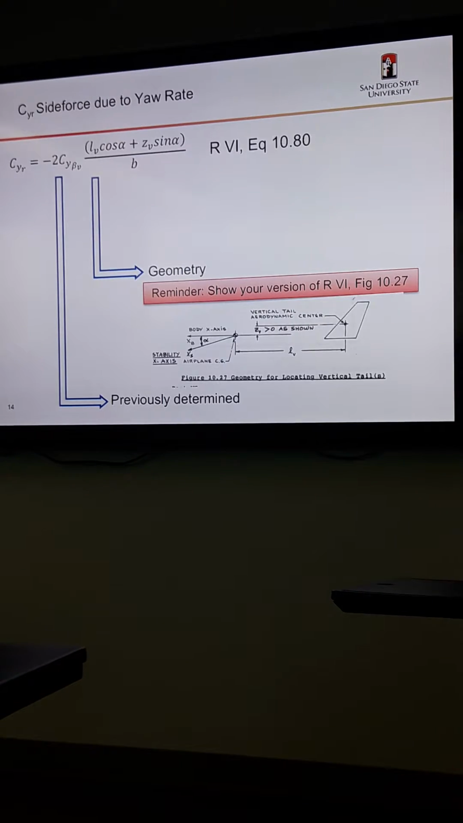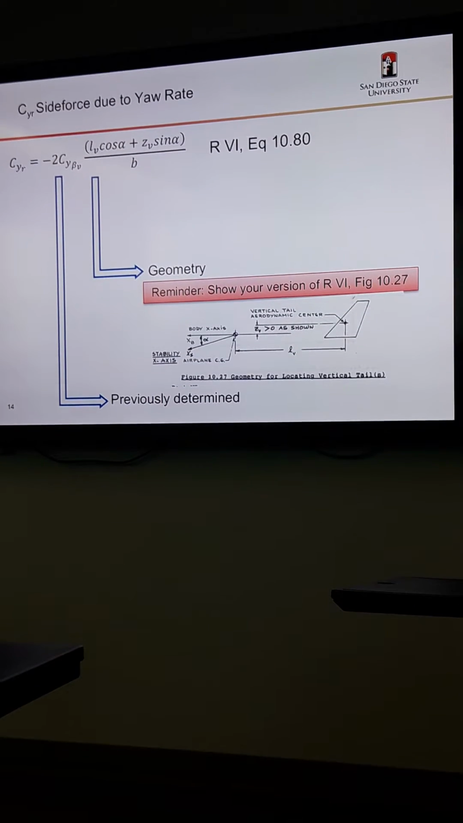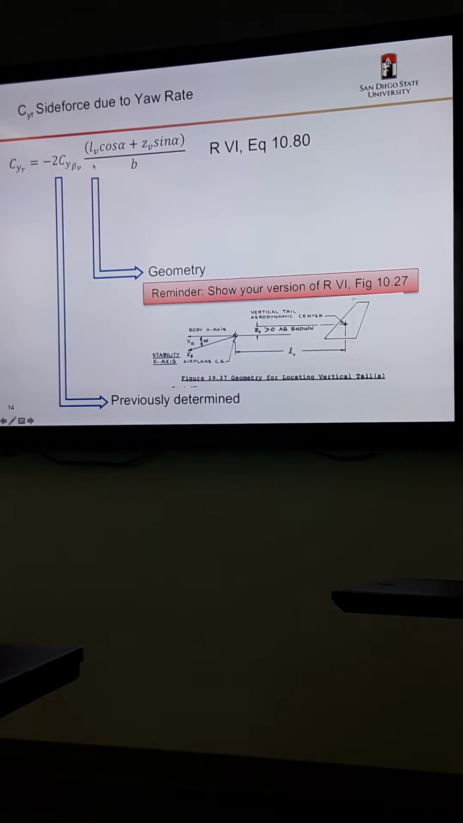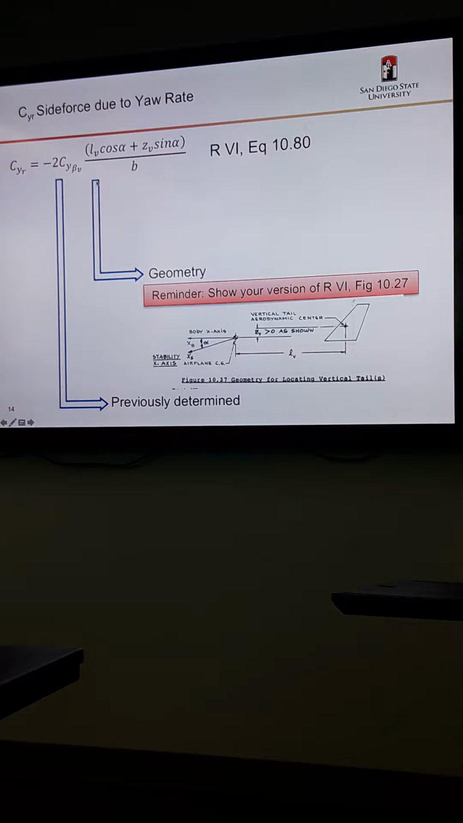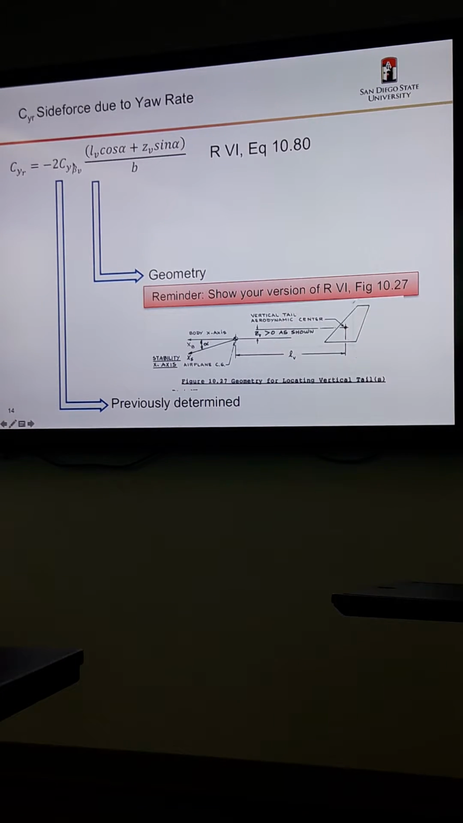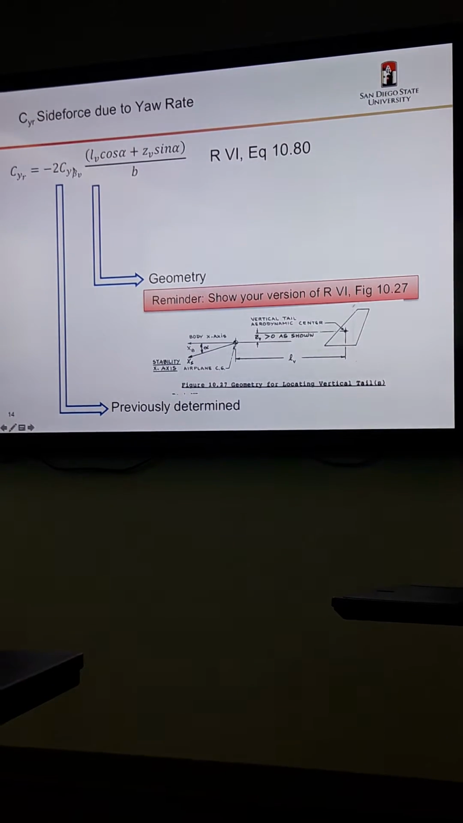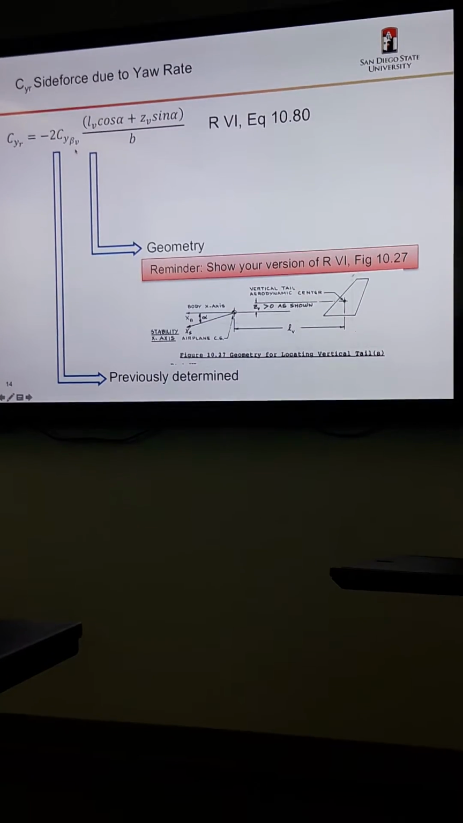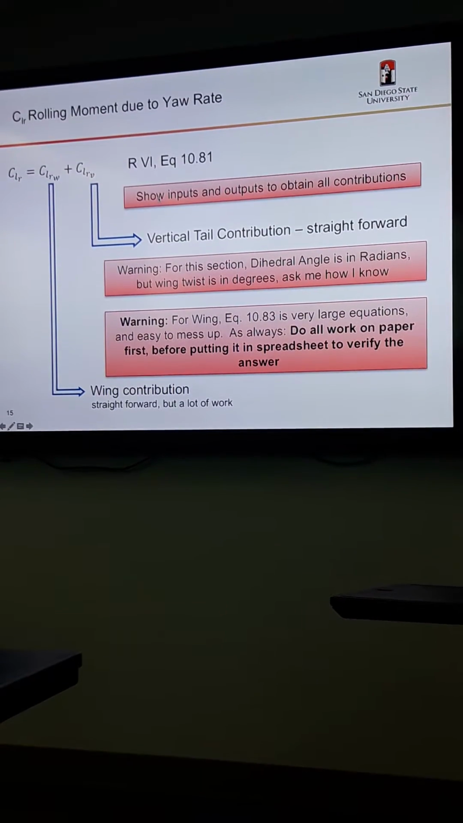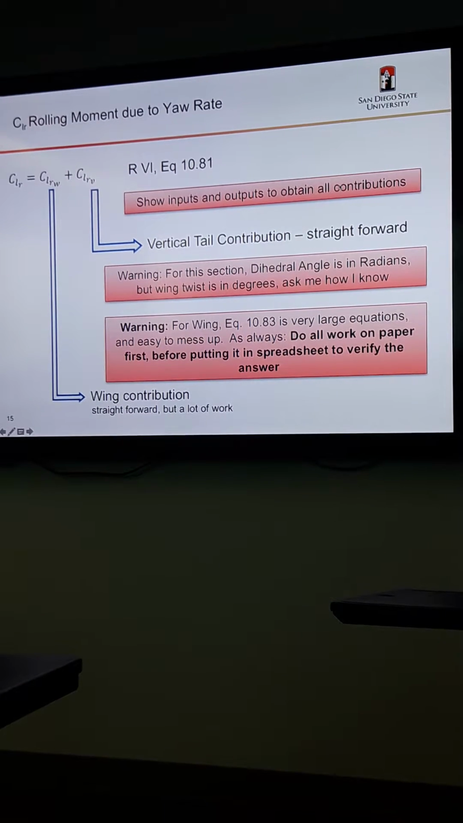Yaw rate derivatives. Pretty much a repeat of the other. Some of these, like CY beta of the vertical, you're going to use in multiple locations. You're going to find that. So as long as you have it in one place, you don't have to show the derivation of it again in your report. This one I'm asking for all inputs.